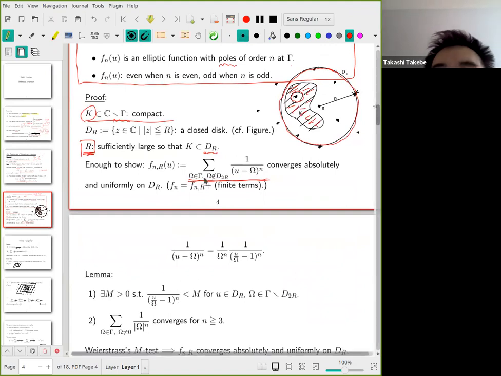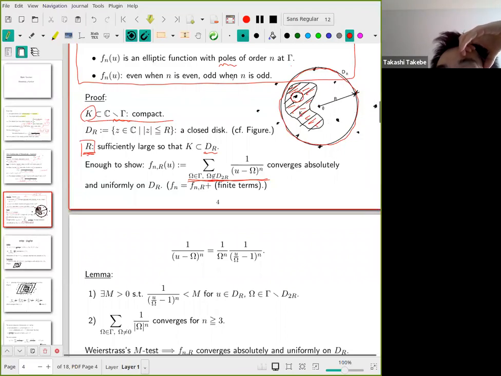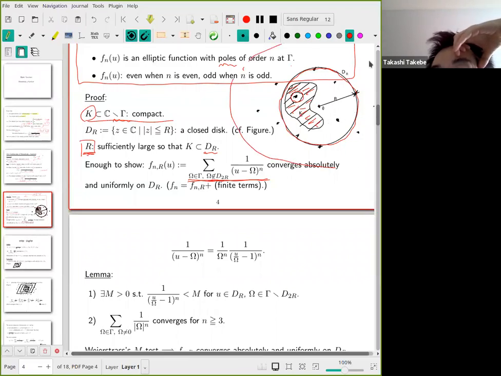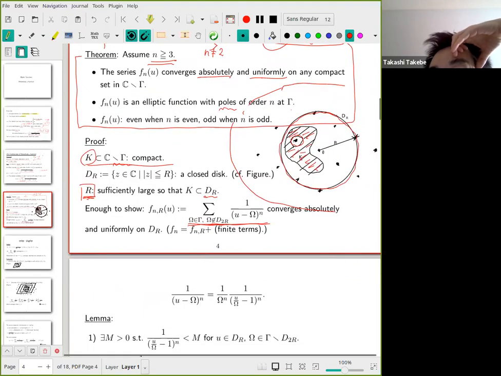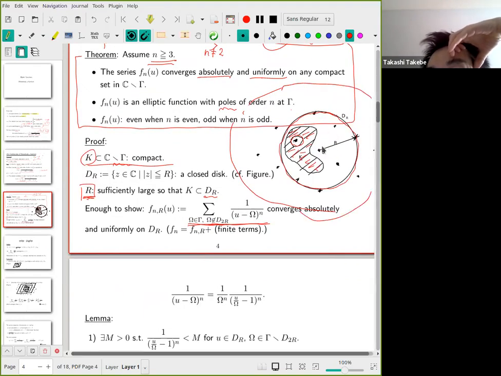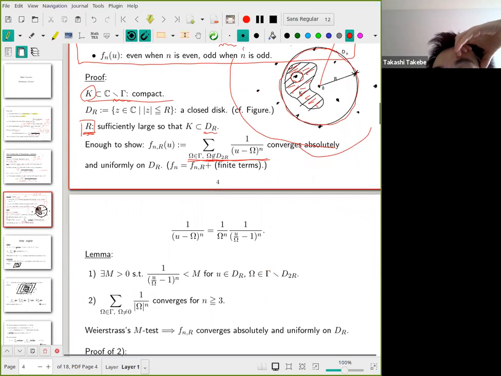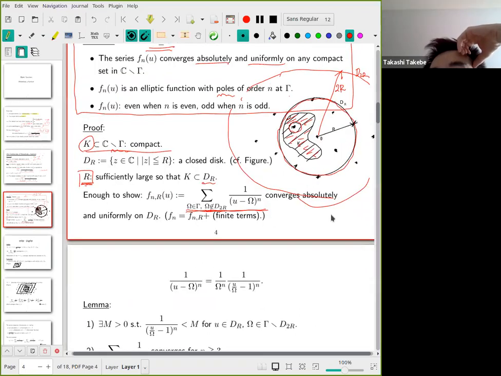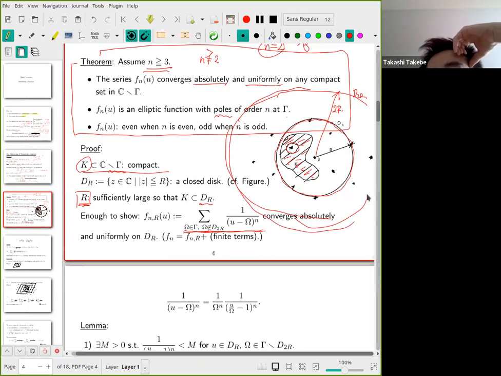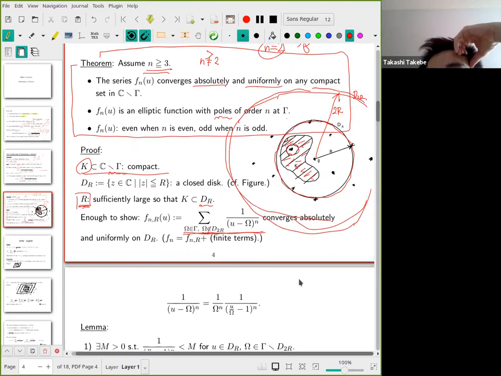But still, for the proof of the convergence, we should exclude several points. So, D_{2R} is a circle like this, and we exclude all lattice points in this disk.